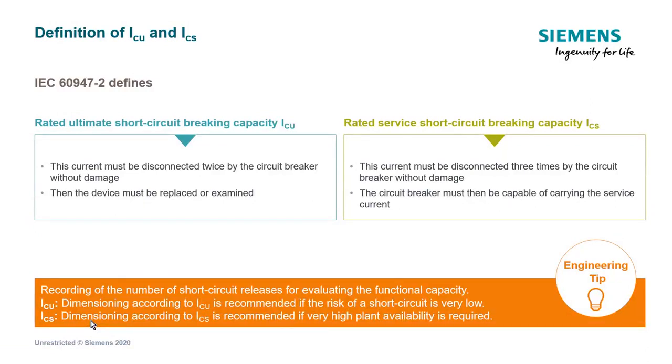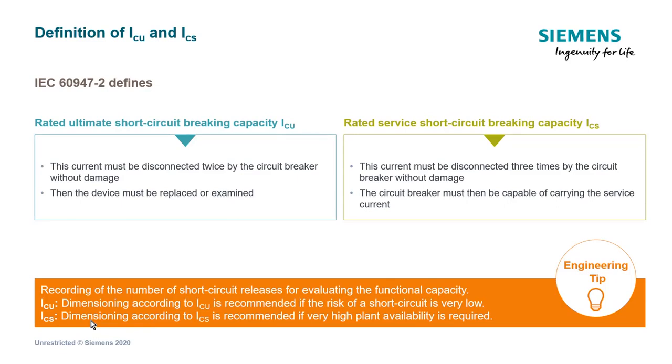And this is the one that we need for the short circuit breaking capacity. Circuit breakers often have two characteristic values inside of them, the ICU and the ICS. The ICU is the ultimate short circuit current breaking capacity, and the ICS is the service short circuit breaking capacity. ICU is the current that must be disconnected twice by the circuit breaker without damage.